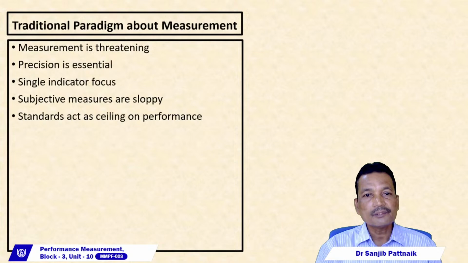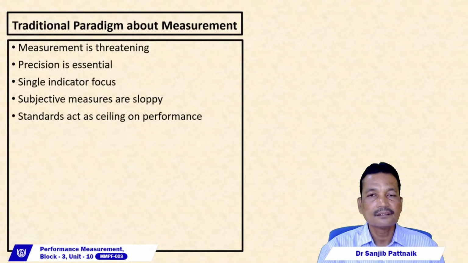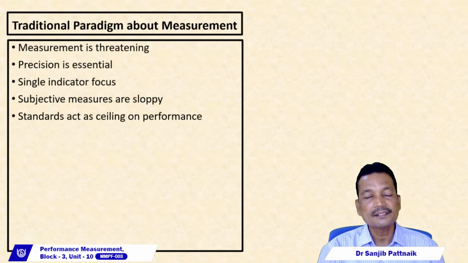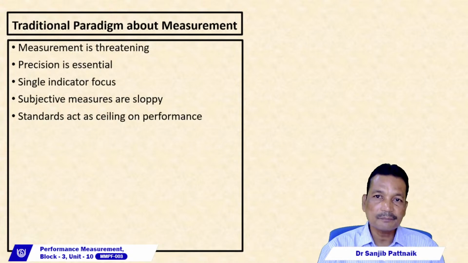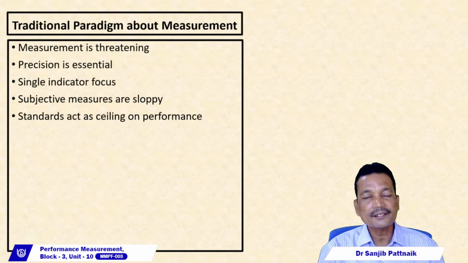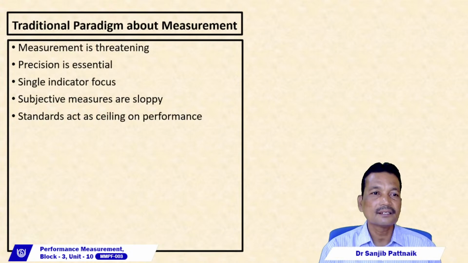Now, when we are talking about measurement, let us have a look at the traditional paradigm, what was there about measurement. When I say paradigm, it means a viewpoint. What was the view regarding measurement in yesteryears or traditional days? So, the first viewpoint, or the way we saw measurement, was that measurement is threatening.